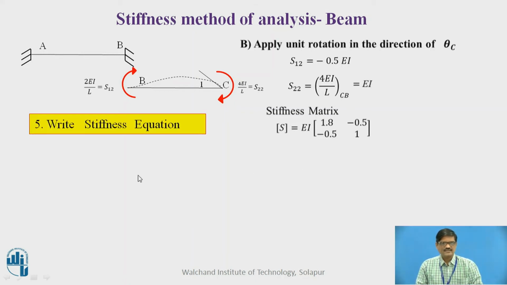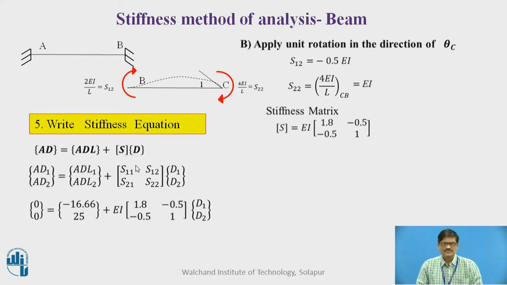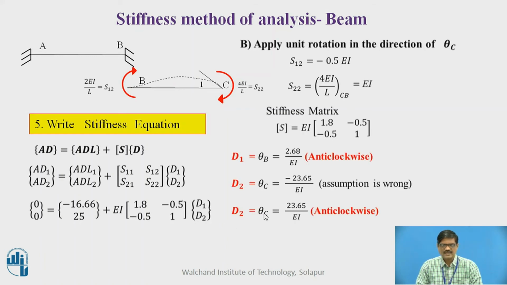Then we shall write the stiffness equation, AD equal to ADL plus S into D. So let us write all the coefficients here. AD matrix is 0, 0, already known to us. ADL matrix is determined. Stiffness matrix we just now determined, that is to be substituted here. And after simplifying this, we shall get D1 and D2. And we get D1 as 2.68 upon EI.